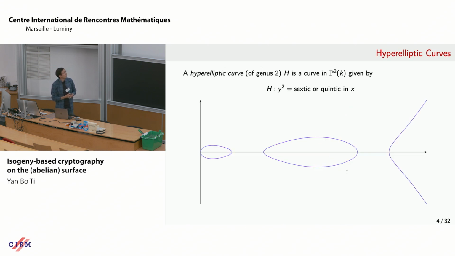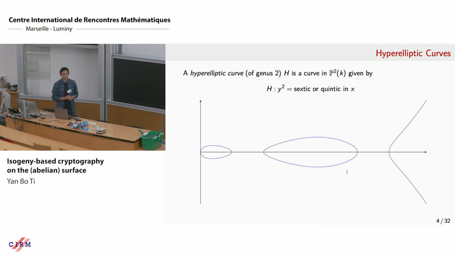We can also do this for hyperelliptic curves. Hyperelliptic curves are just a generalization of elliptic curves where instead of thinking about y squared equals a cubic, you think of y squared equals a sextic or quintic. So in this picture, I have 1, 2, 3, 4, 5. This is actually y squared equals x times (x minus 1)(x minus 2)(x minus 3)(x minus 4), and this is what it looks like on the real line.